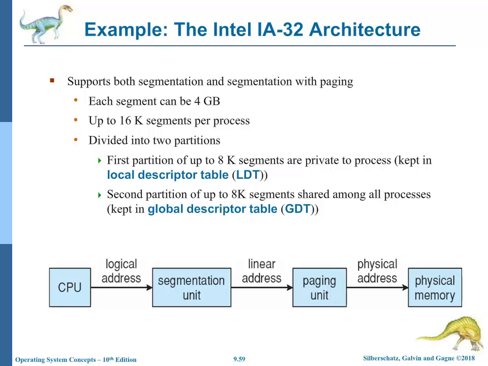A process can have as many as 16K segments, divided into two groups. 8K are private to that particular process, stored in the local descriptor table, LDT. 8K are shared among all processes, stored in the global descriptor table, GDT.